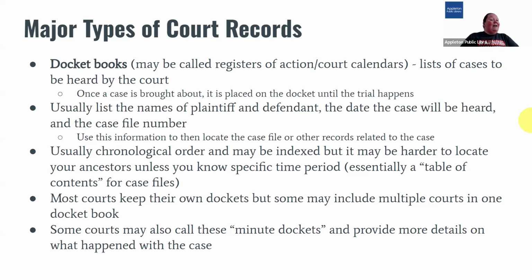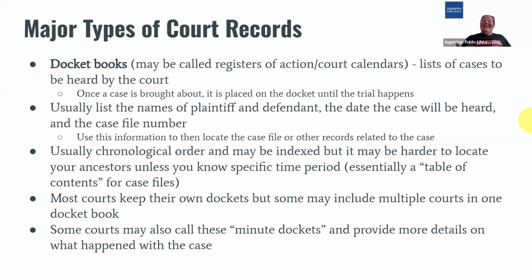So usually on these docket books, you're going to see the list of the plaintiff and the defendant, and the date that that case is going to be heard, sometimes a specific date, sometimes it might just say spring term of a certain year. You might get a case file number, which is going to be really helpful if you want to dive deep and really get all the juicy details of that case. And then you can use that information to locate that case file and other records that might be related to that specific case. Docket books are usually going to be in chronological order.